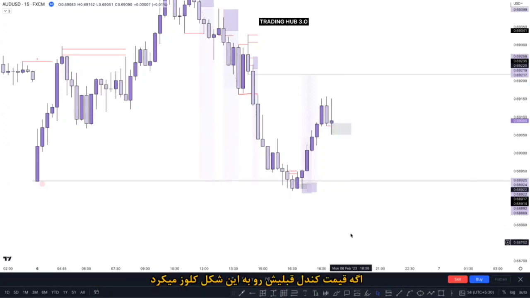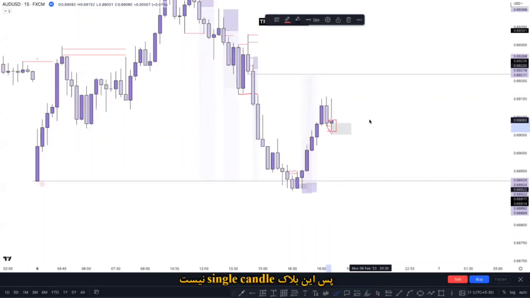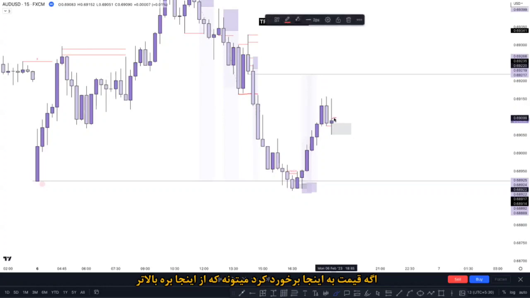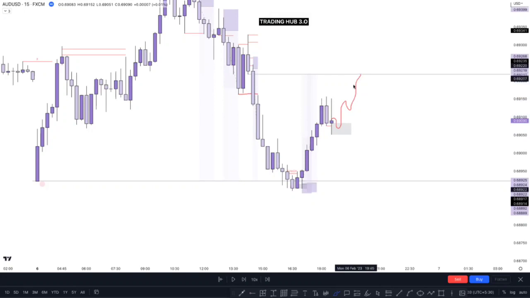If this bullish candle closes here, something like this, then this is not a single candle order block. I mean the PY as a PY, which I covered in part 16. So you can deal here if the market can break this level and then continue to go higher like this.